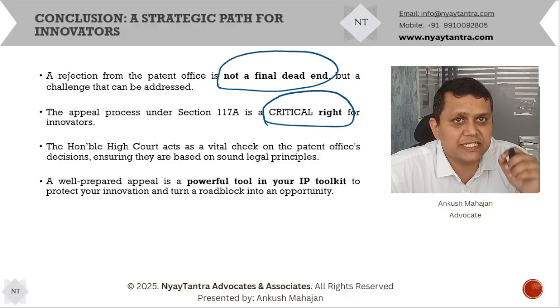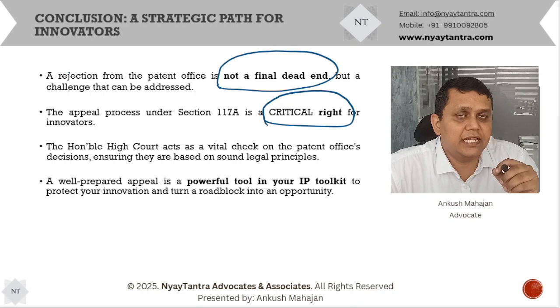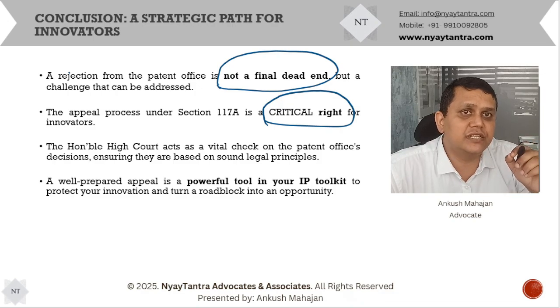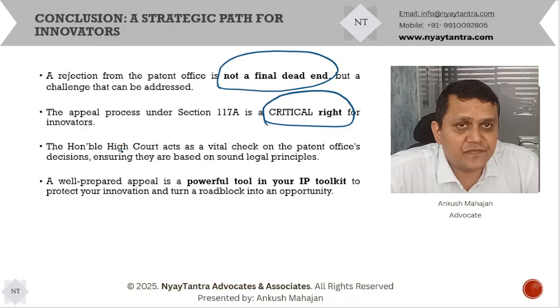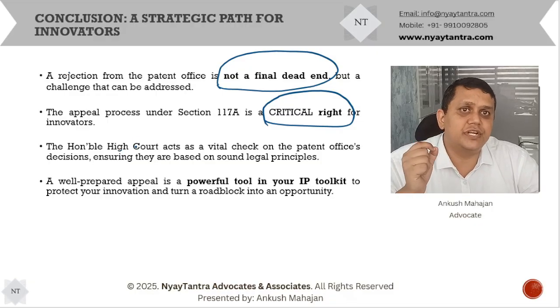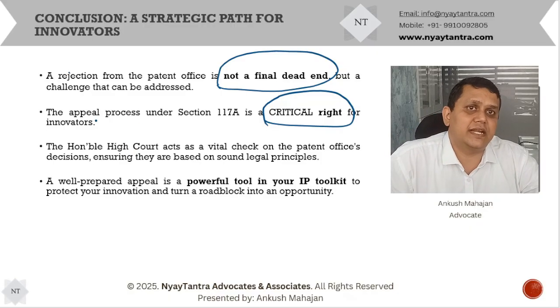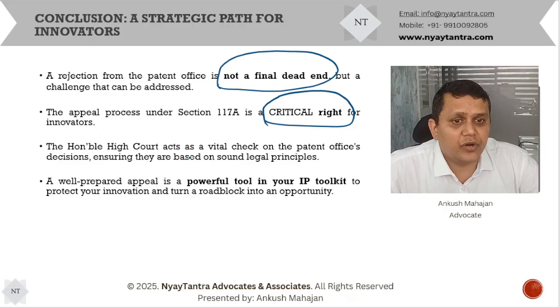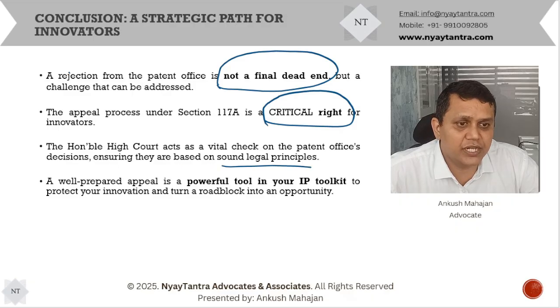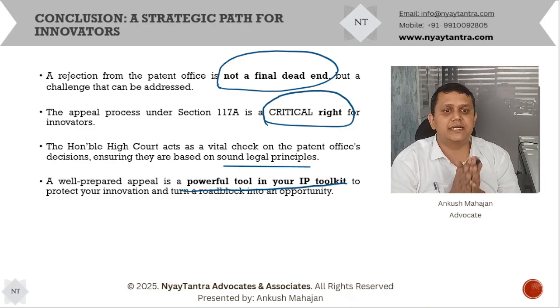But if you go through the order in detail, and if you are able to find the issues in the final order, then section 117A provides you an ample opportunity before the respective Honorable High Courts to challenge the order and get success in getting a patent application granted. The Honorable High Courts act as a vital check on the patent office decisions, ensuring they are based on sound legal principles. And a well prepared appeal is a powerful tool in your IP toolkit to protect your innovation and turn a roadblock into an opportunity.